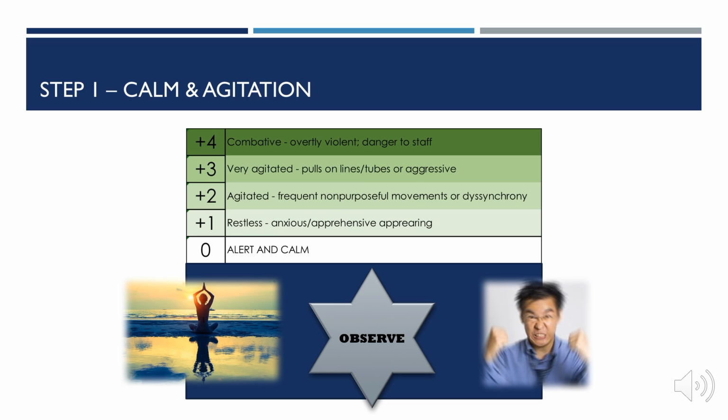Next one is a patient that is having frequent non-purposeful movement. So they might be moving up and down in bed, or they might be having dysynchrony with the vent. They get an agitated score of +2. Next is your very agitated patient that is pulling at lines, tubes, or is becoming aggressive with staff. They get a +3. And the final is your combative patient, which is overtly violent and is becoming a danger to staff and themselves. They get a +4.